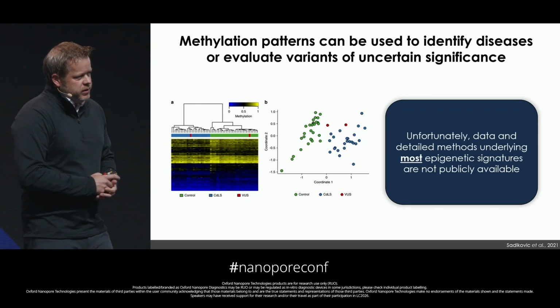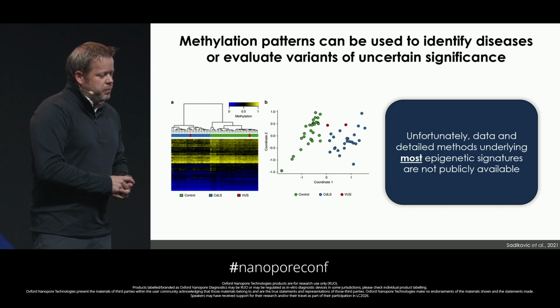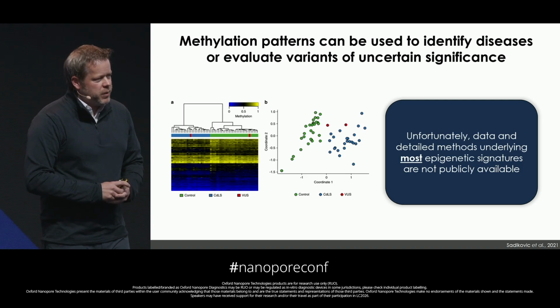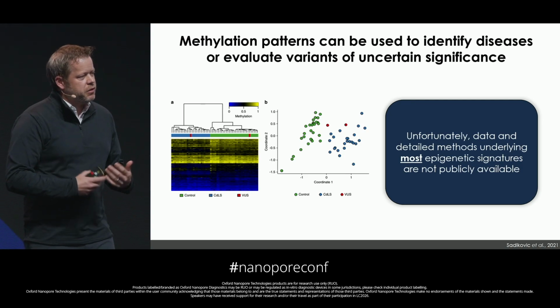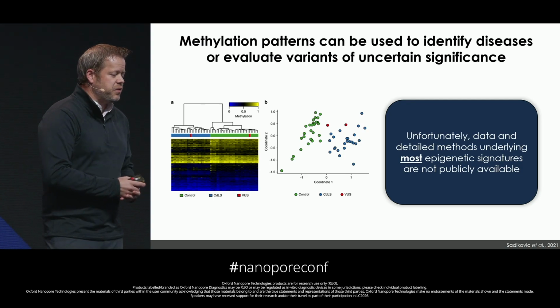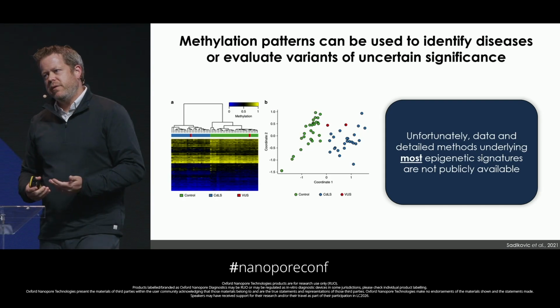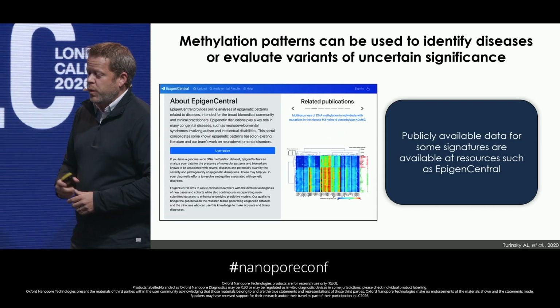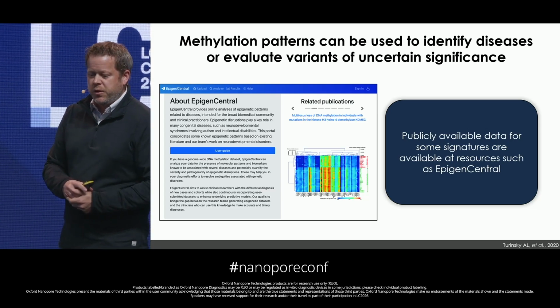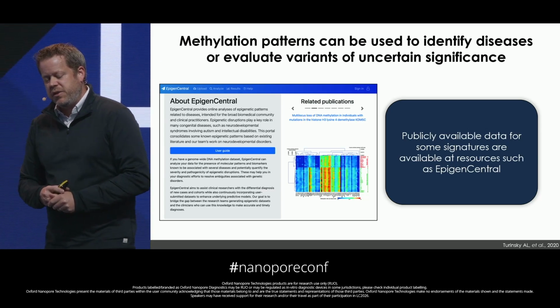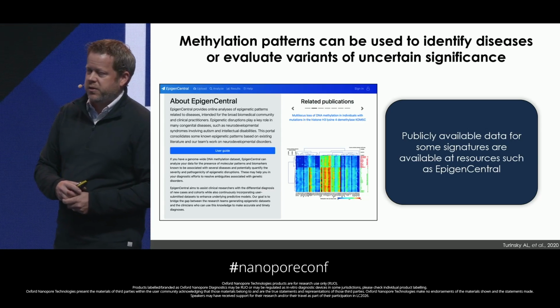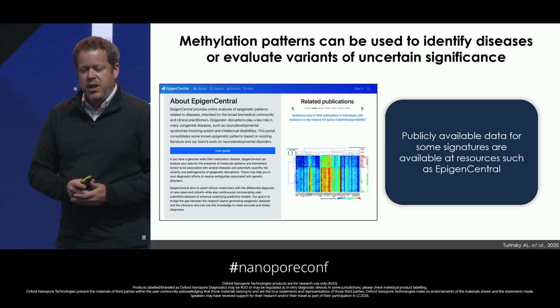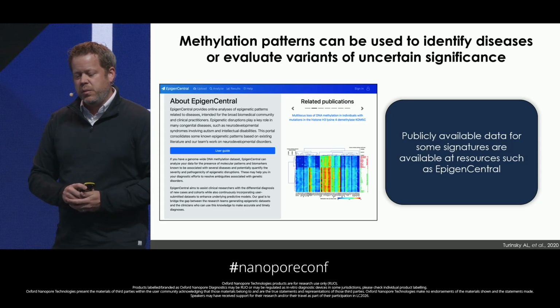Unfortunately, the data and the methods that underlie most methylation signatures are not made publicly available. Families contribute samples, you send cases for testing. That data is not made available to the research community to better understand some of these signatures. I do want to point out that there are publicly available resources, and one of the best ones out there right now is EpiGen Central, which is from Rosanna Wexberg's lab at SickKids. And this is where some of the data that we use in our tool come from.